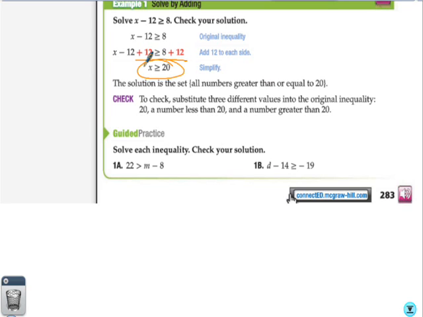It's really that easy. To check it, just put in some numbers for x that you know are greater than 20. Sometimes you can choose them close to that number, but you can also choose 100. 100 minus 12 is 88. Is 88 greater than or equal to 8? Good answer, yes, good job. Okay, so that works. For a lot of them that are this simple, you might not even have to check them. So let's go ahead and go through these.